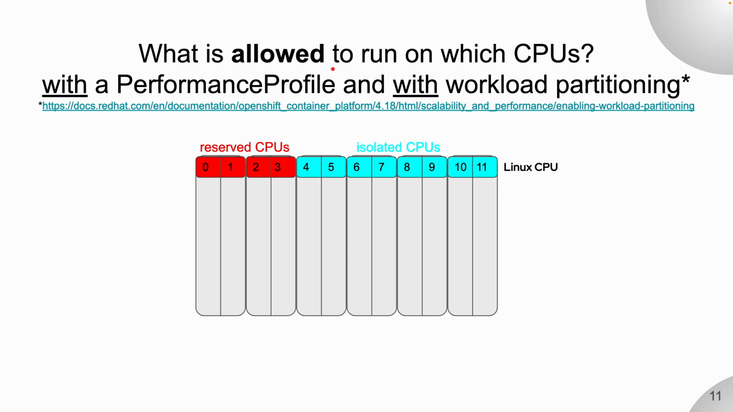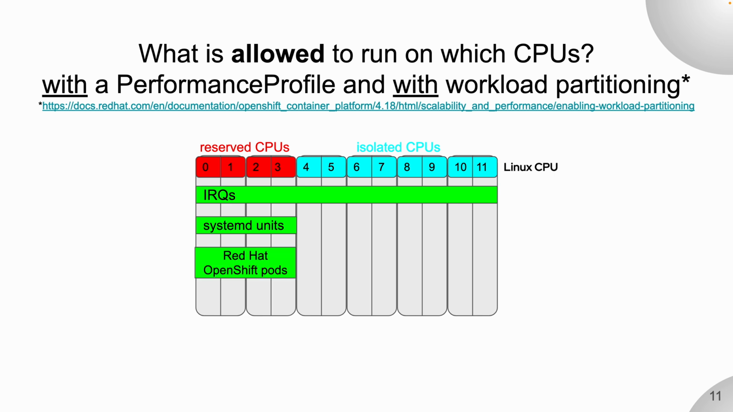So what is allowed to run on which CPU with workload partitioning and with a performance profile? Because workload partitioning only works if you have a performance profile created, because workload partitioning is going to use the reserved and isolated partitions. So as without workload partitioning, IRQs can fire anywhere and systemd units are confined to reserved CPU, as on any node with a performance profile configured.